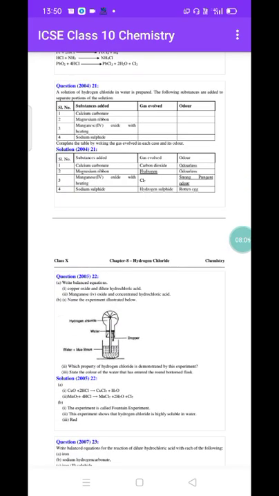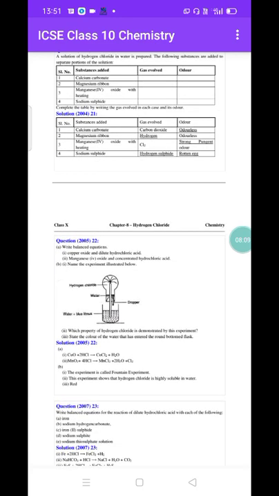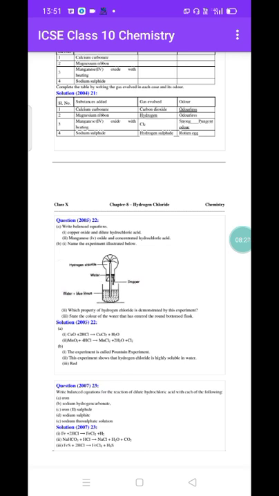All the questions, like what gas evolves and its odor, you can write on your own as you go through the chapter well. Next is the fountain experiment. You have to give the balanced chemical equation and what property is demonstrated by the experiment. What is the color of the water that enters the bottom flask?